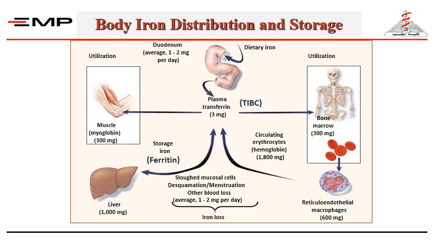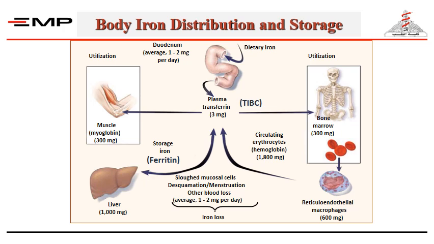This explains the body iron distribution and storage. When you take iron, it's absorbed in the duodenum, and then it passes to the circulation and is carried by plasma transferrin. Plasma transferrin carries the iron to be used in the bone marrow for erythropoiesis, and it is carried to the muscle for the myoglobin. The excess iron is stored in the liver in the form of ferritin.